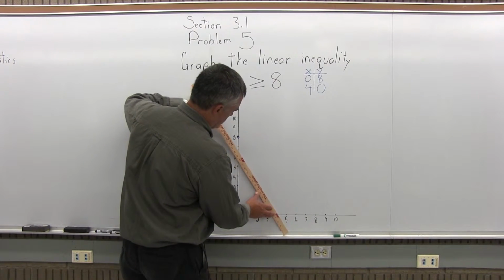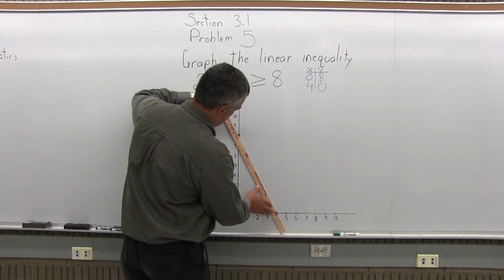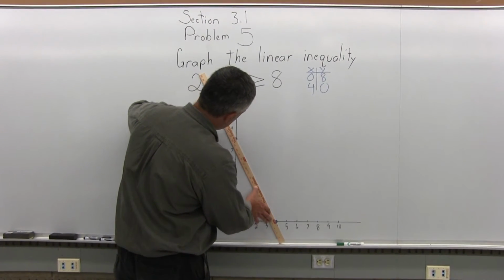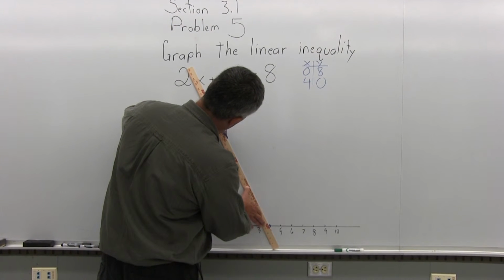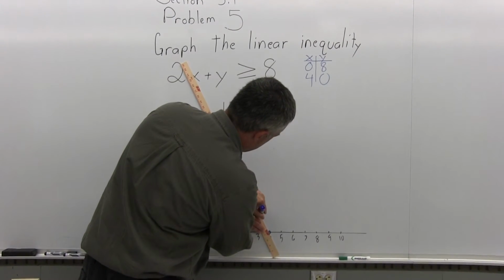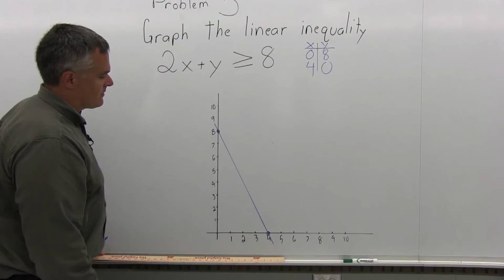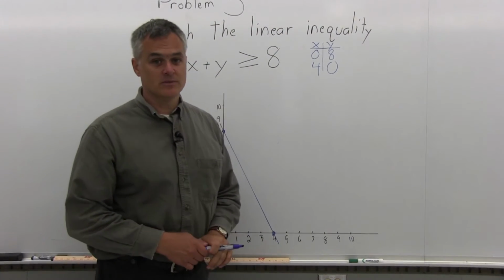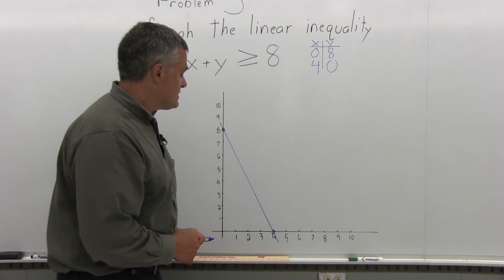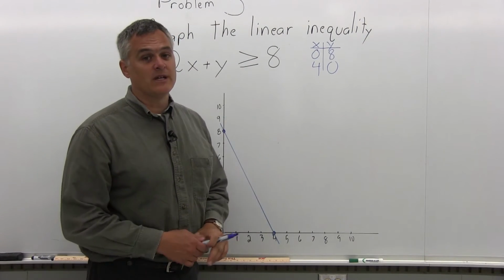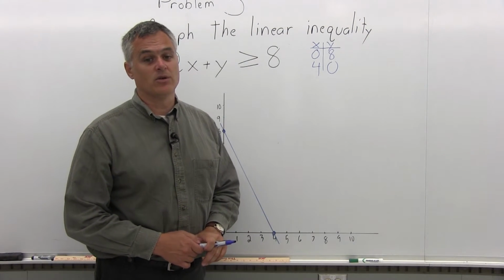So I'm going to take a ruler and put it on the 2 dots. And there's step 3. I've connected the 2 points from step 2. And finally, step 4, determine which half of the graph I need to shade. Do I shade above the line or below the line?